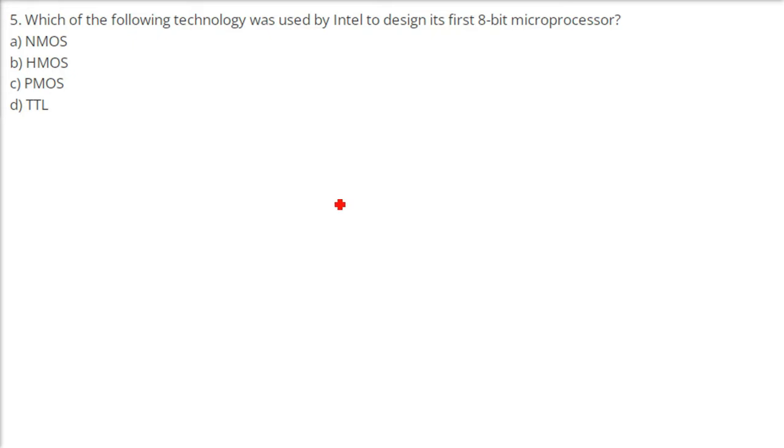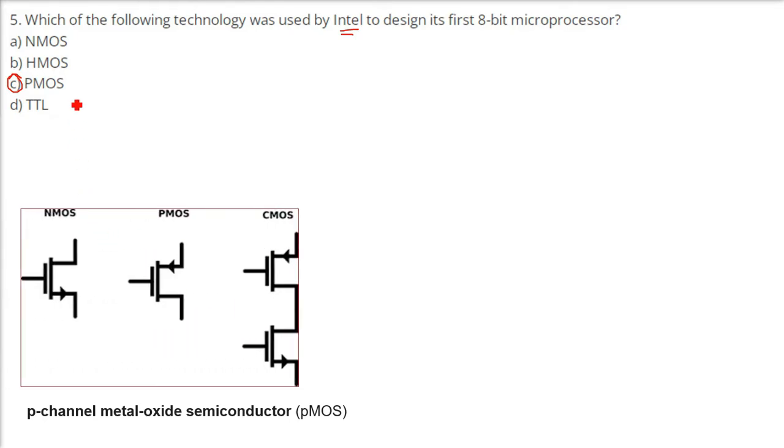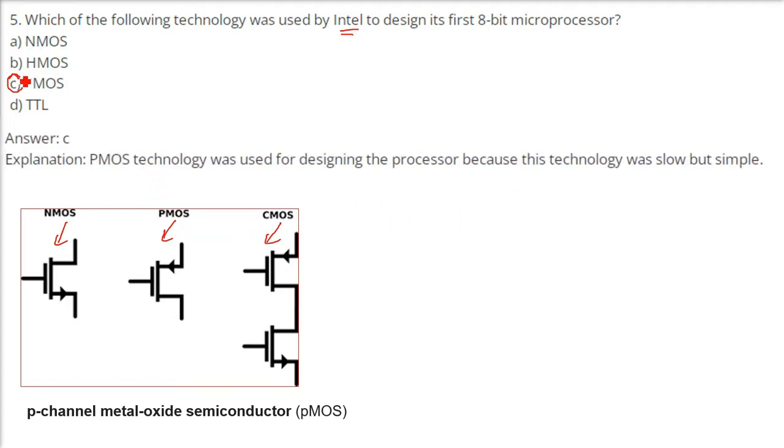Which of the following technologies was used by Intel to design its first 8-bit microprocessor? The answer here is the first one, because it is asked about Intel's first 8-bit microprocessor, and that is called PMOS, P-channel metal oxide semiconductor. NMOS, PMOS, CMOS are all technologies. PMOS was used for designing the processor because this technology was slow but quite simple at that time. Then the technology advanced and other things came.